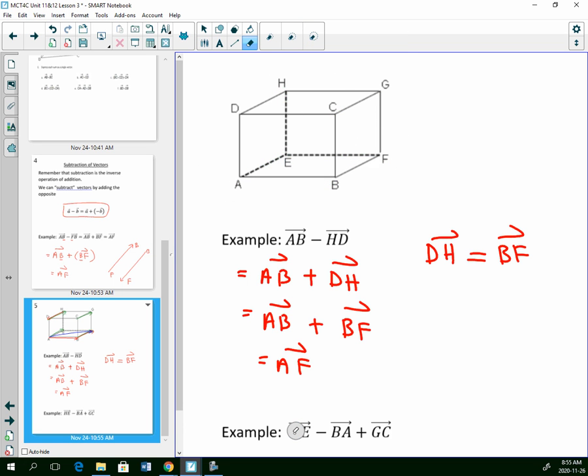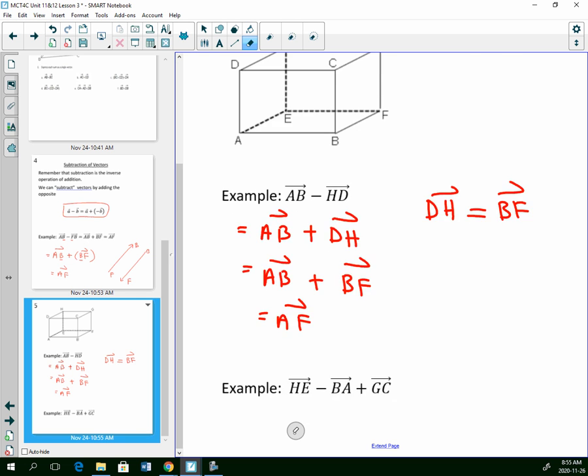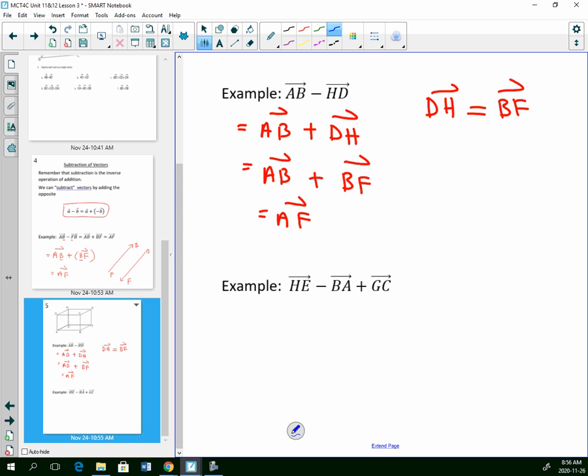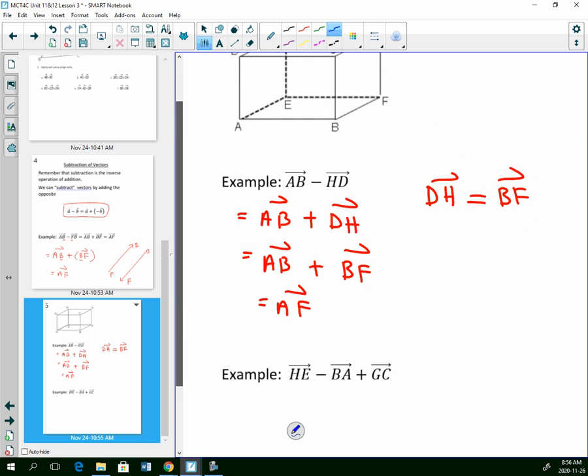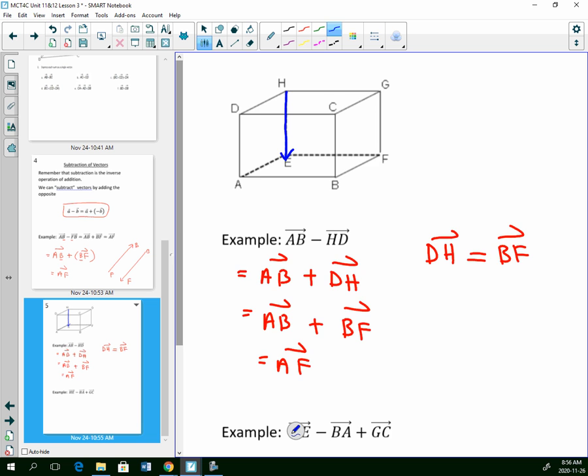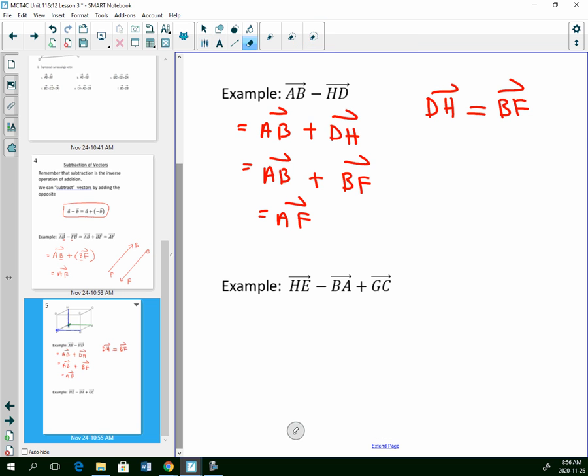Okay, so let's look at the next one. We have H to E minus B to A plus G to C. So H to E, let's look on the diagram. HE is this one. And we want to subtract B to A, which is this one. Well, B to A is equal to F to E, first of all. These are two equal vectors. So I want a vector where I can place it tip to tail, but F to E, right? So I'll just do it this way.